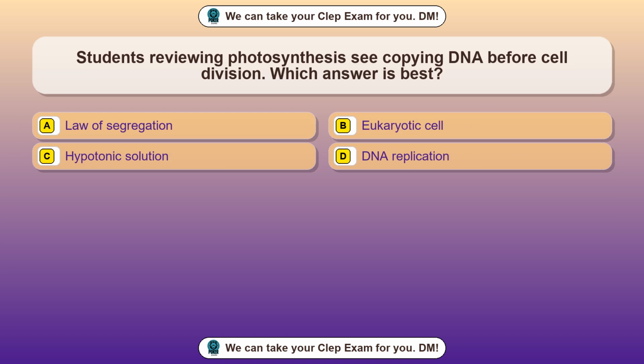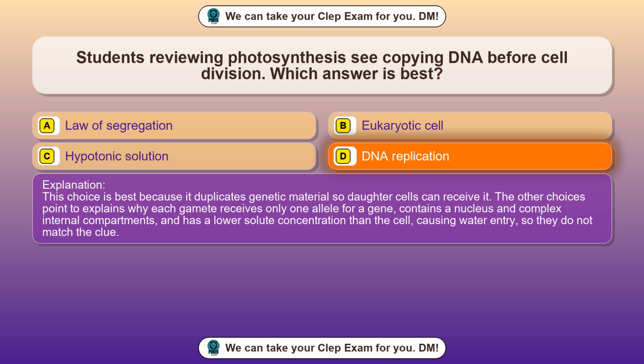Question 97. Students reviewing photosynthesis see copying DNA before cell division. Which answer is best? Option A, law of segregation. Option B, eukaryotic cell. Option C, hypotonic solution. Option D, DNA replication. The correct answer is option D, DNA replication.